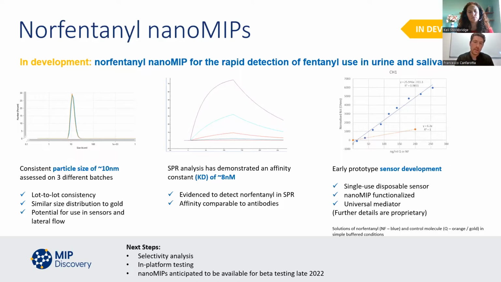On the right, you can see an early-stage sensor development example. So you've got a signal generated by the immobilized nanoMIPs on the sensor, which is proportional to the concentration of target analyte, versus an unrelated control molecule depicted by the red line. The nanoMIPs are currently undergoing further selectivity tests. We are also looking at improving our limit of detection, and we think we'll have this nanoMIP ready for beta testing later this year.